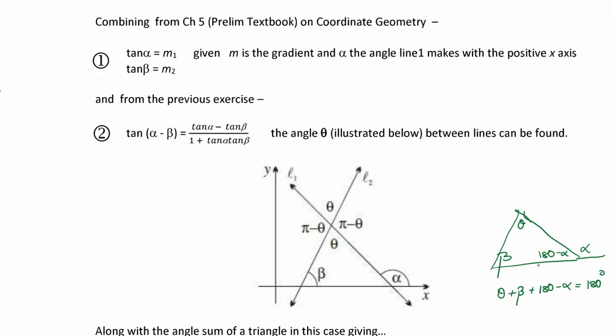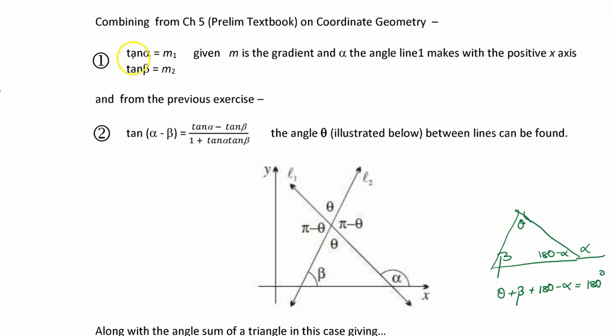Okay, let's get started to see how you come up with this property about the angle. Or it's not a property, it's a formula for finding the angle between two straight lines.